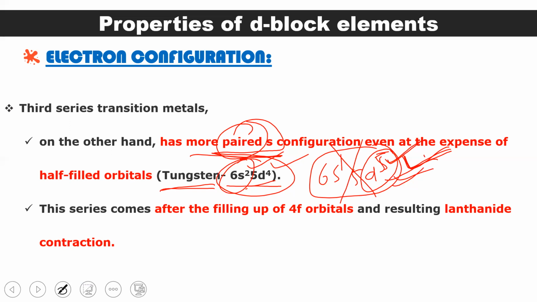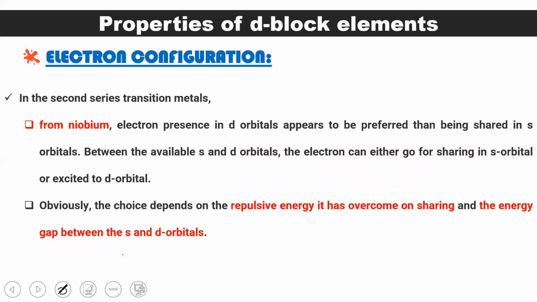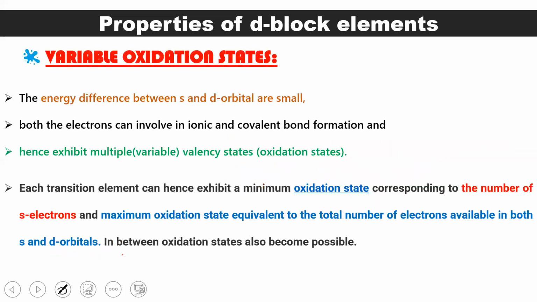So remember this one. And also, one more thing is the lanthanide contraction. Due to the presence of lanthanide contraction in this series, they will show different types of electron configurations. So that is about the electron configuration.